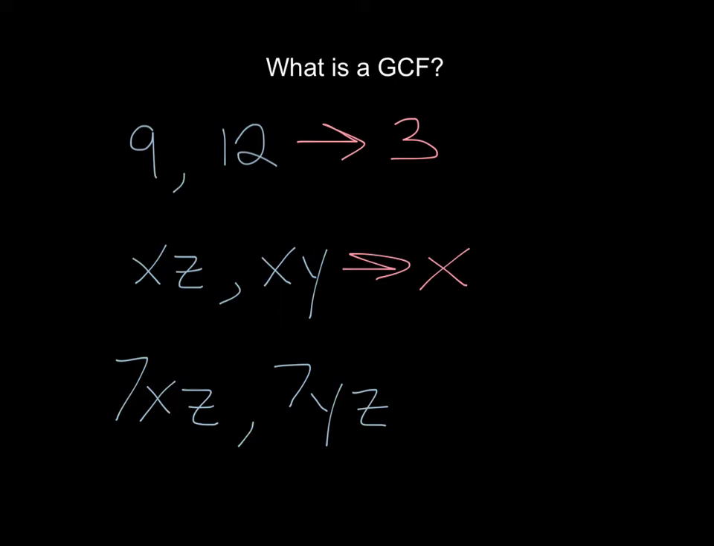Okay, now there's combinations of this, right? 7xz and 7yz. What's the biggest number that we can divide into both of those terms? Well, we can take a 7 out, and we can also take a z. So a 7z could be divided into both of those terms.